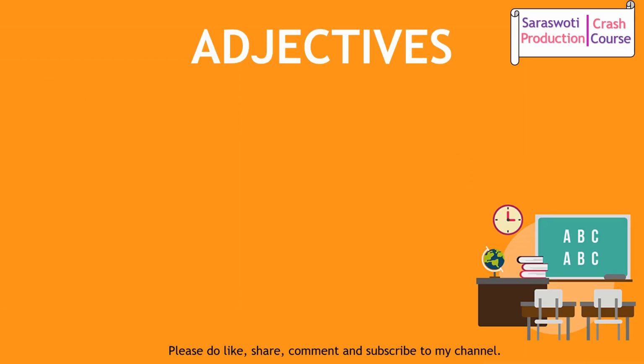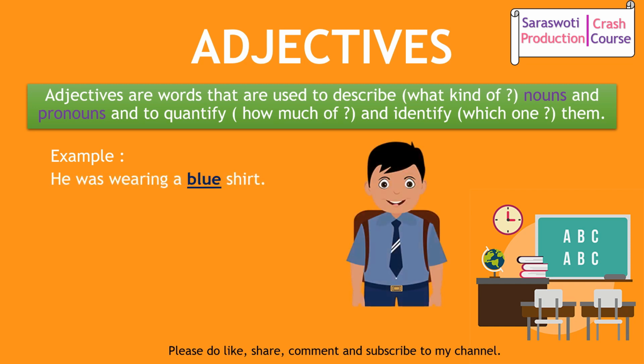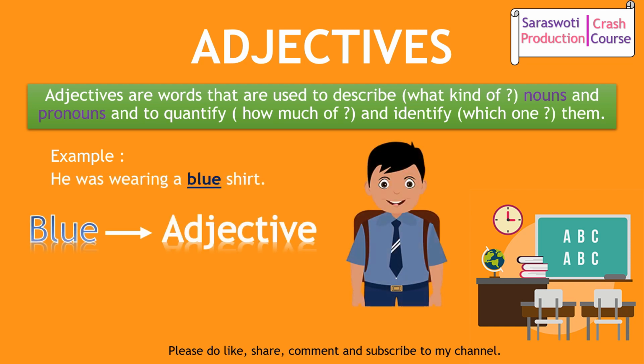So let's get started. Adjectives are words that are used to describe what kind of nouns and pronouns, and to quantify how much of and identify them. For example, he was wearing a blue shirt. Here, blue is an adjective, as it is describing the noun shirt by answering the question, what kind of shirt?